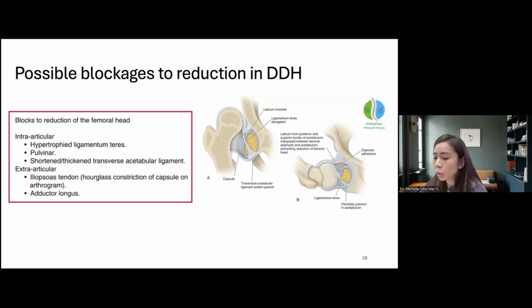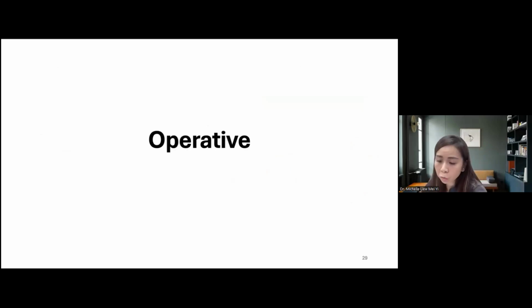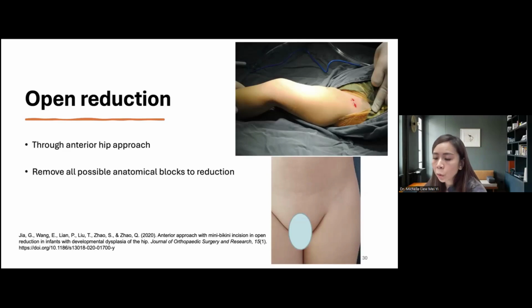You can divide them into the intra-articular or extra-articular components. So if blockages are suspected during closed reduction and hip arthrogram, an open reduction of the hip joint is therefore necessary. So for the open reduction of the hip, it's usually performed using the anterior approach.